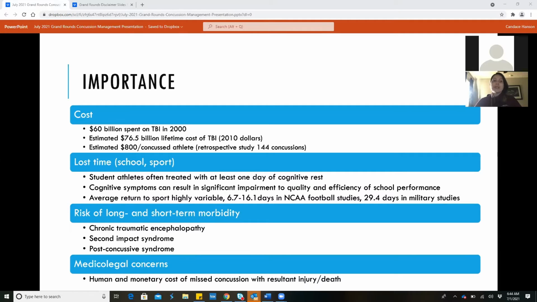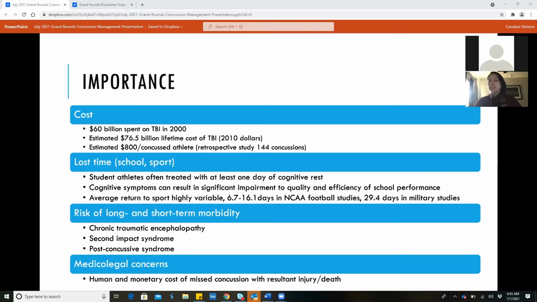Average return to sport is highly variable. There's a handful of different studies looking at this. If you look at NCAA football studies, the first study suggested 6.7 days as average return to play. There was a larger study, the CARE study, not too long ago that showed 16.1 days on average. We commonly quote 7 to 10 days for our athletes, but looking at the data, we really see that this is going to be a lot longer on average for many concussions.